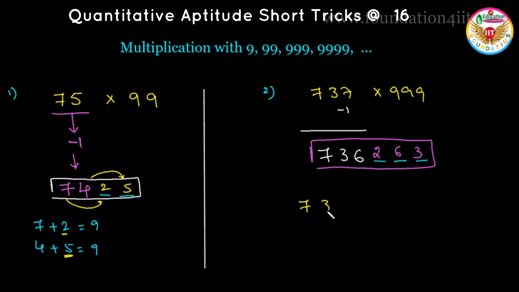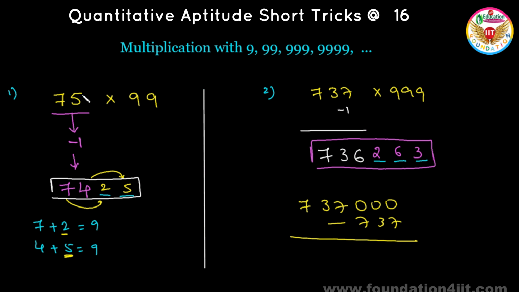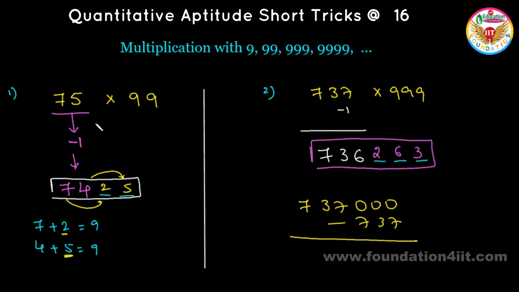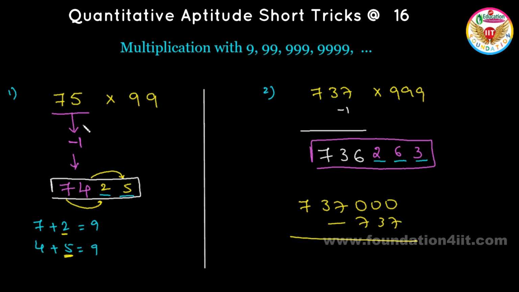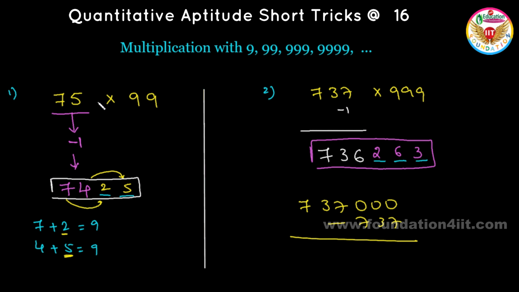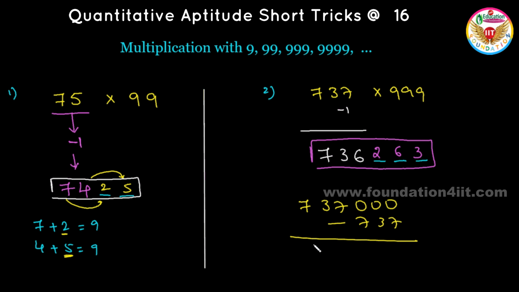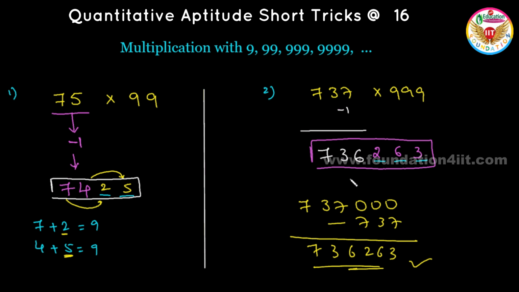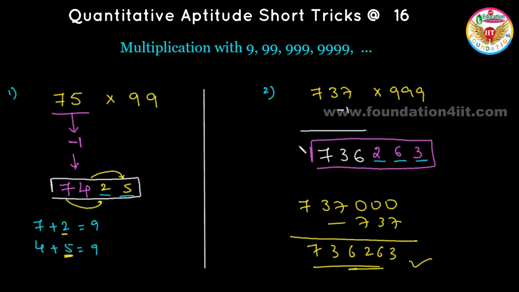737 from 3 zeros, minus this 737, is subtracted. Generally 75 into 100 is 7500, but 75 into 99 means 7500 minus 75, you can subtract. In the same way, 737,000 minus 737, obviously you'll get 736263. Instead of doing it this way, you can apply this complement concept, where the number of digits and the number of nines are the same.